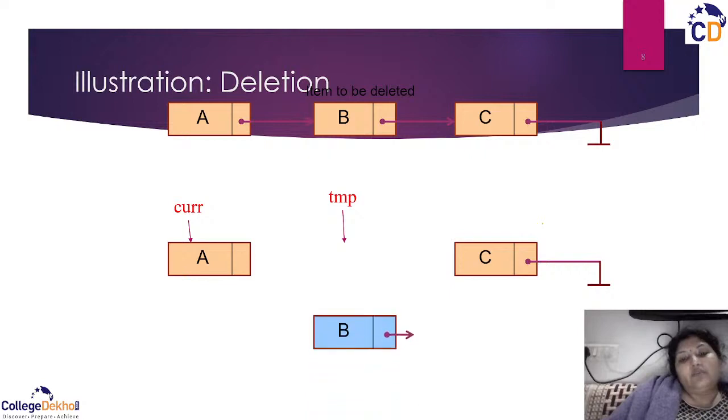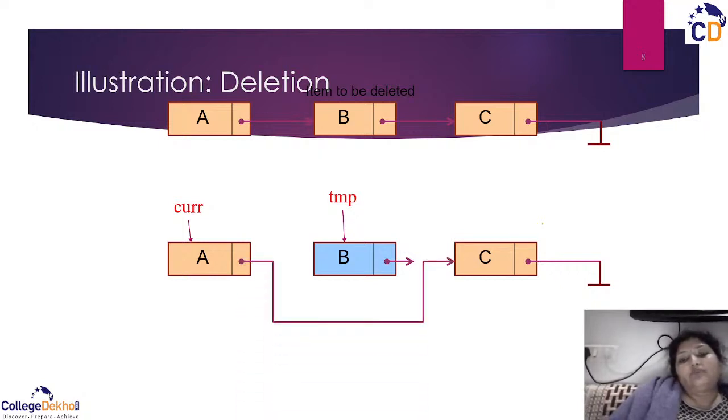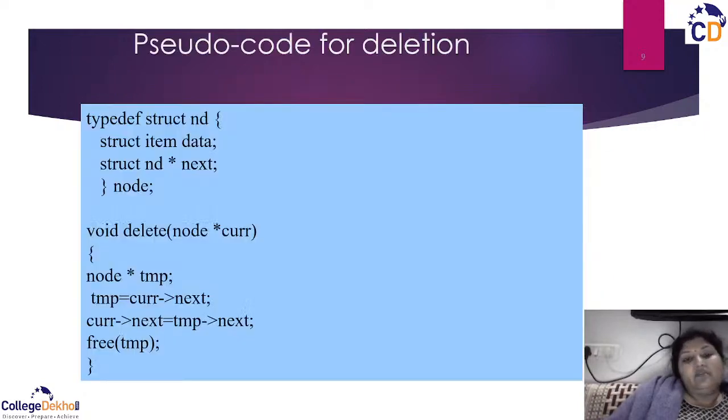So this is B, which we have to move into some temporary node, and then we delete it. This is how we are connecting it. We are putting the B node in a temp, and current next will be holding the address of C. So we have the pseudocode for this.